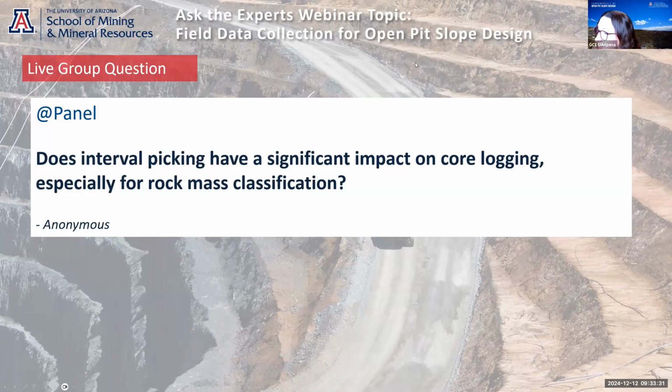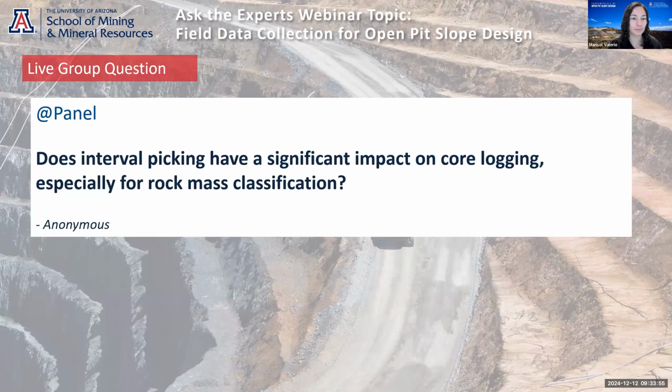And I will invite Marisol, who has unmuted, to start. Yeah, I can start on this one. So interval picking, yes, absolutely is one of the most important steps in core logging, and it's one of the things that needs to be thought out well ahead of time. What's going to be the minimum interval length and the maximum interval length for a project.